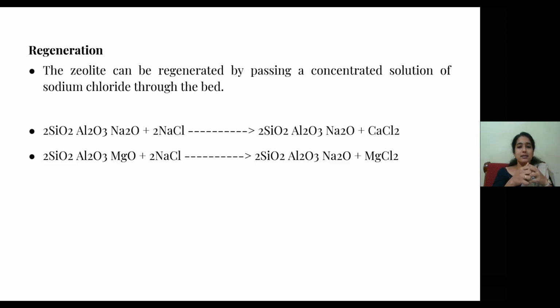There is a slight mistake: it is not Na2O, it is CaO. So 2SiO2 Al2O3 CaO plus 2NaCl gives 2SiO2 Al2O3 Na2O plus CaCl2. In the second equation, it is correct: 2SiO2 Al2O3 MgO plus NaCl gives 2SiO2 Al2O3 Na2O plus MgCl2. Thus, the zeolite can be regenerated by passing a solution of sodium chloride through the bed. This is the zeolite process.